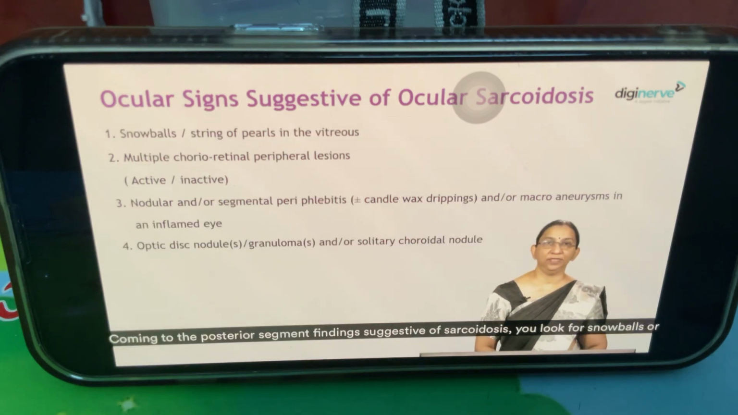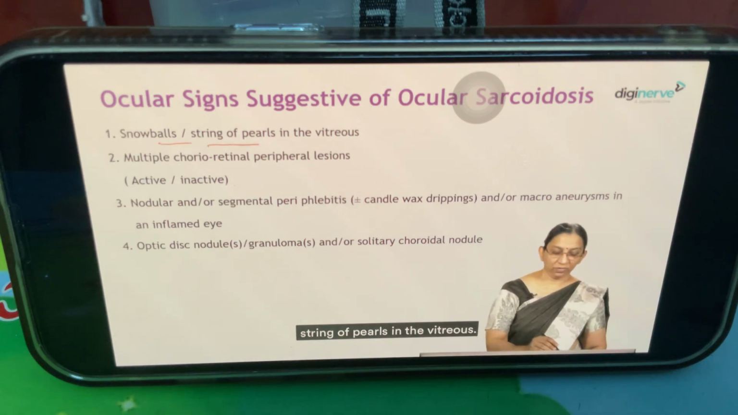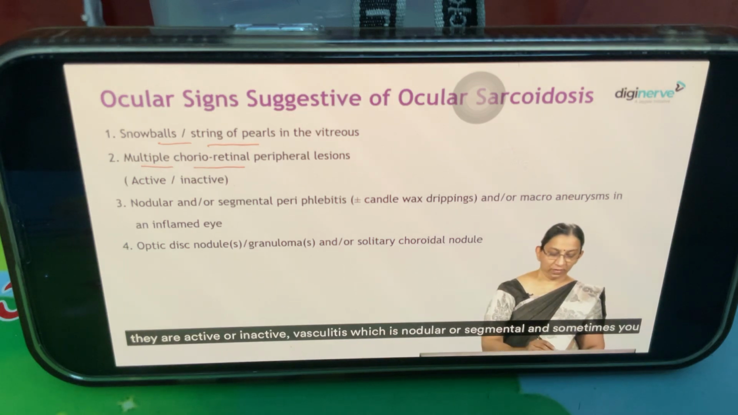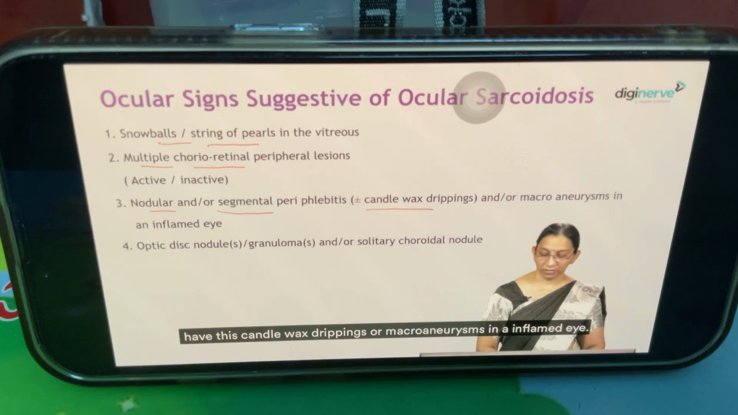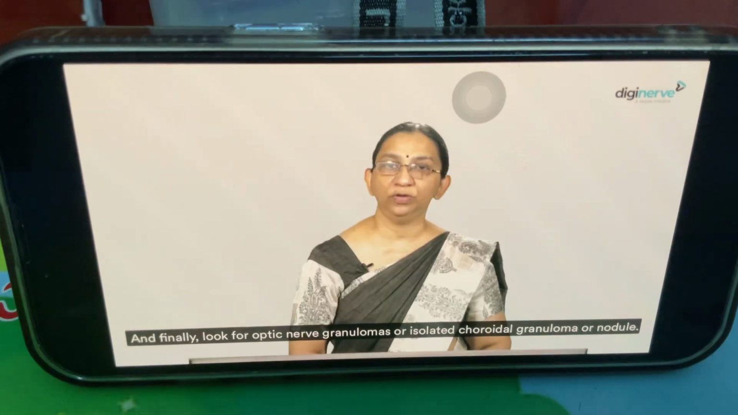Coming to the posterior segment findings suggestive of sarcoidosis, you look for snowballs or string of pearls in the vitreous. In the choroid, you have to look for multiple chorioretinal lesions in the periphery, whether they are active or inactive. Vasculitis, which is nodular or segmental, and sometimes you have candle wax drippings, or macroaneurysms in an inflamed eye. And finally, look for optic nerve granulomas or isolated choroidal granuloma or nodule.